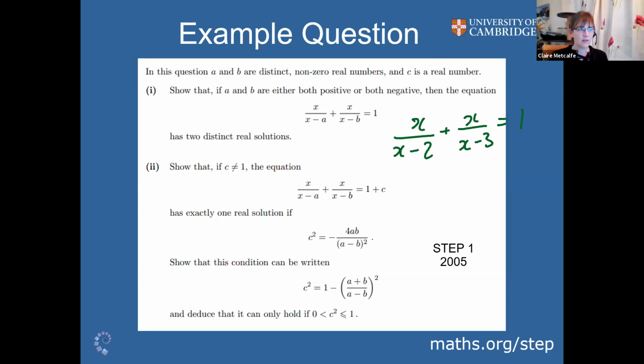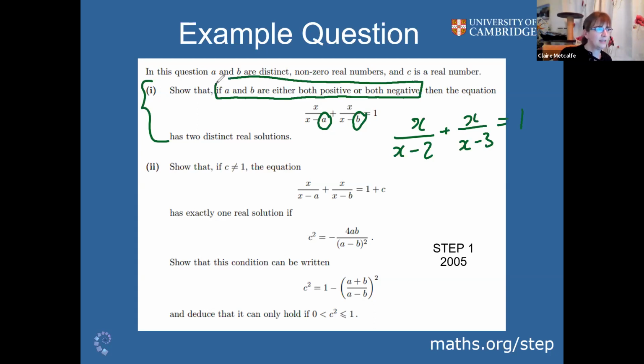Yeah. So there's a lot of similarity between this question and a GCSE question, or at least this first part. The main difference is that instead of having the 2s and the 3s, we've got A's and B's. So you could give this first part of a question to a GCSE class and see what they come up with. And actually this part here, show that if A and B are either both negative or both positive, that bit can, for a student who's never seen a STEP question before, be a little bit tricky to get a handle on.